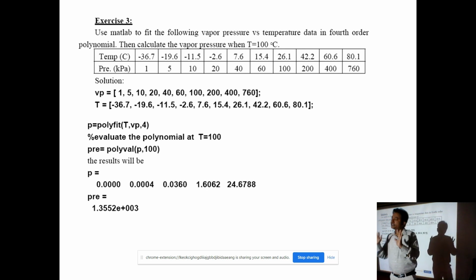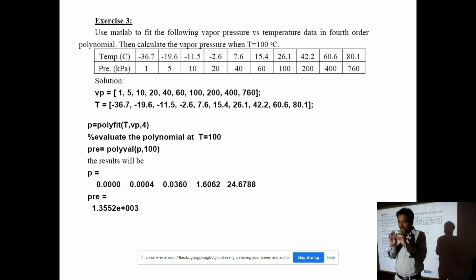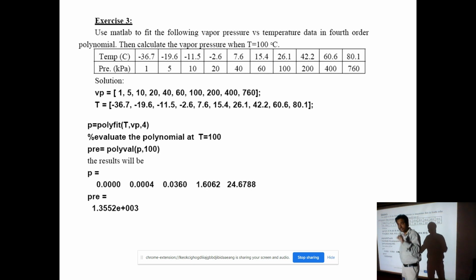Now just understand this very clearly. The answer says it's not a fourth order polynomial. Why? Because the fourth order coefficient is 0. That means the data is well fitted by third order itself. You don't need to go to fourth order because the answer for the fourth coefficient is 0. So for this temperature and vapor pressure data, you don't need to go for a fourth order polynomial.